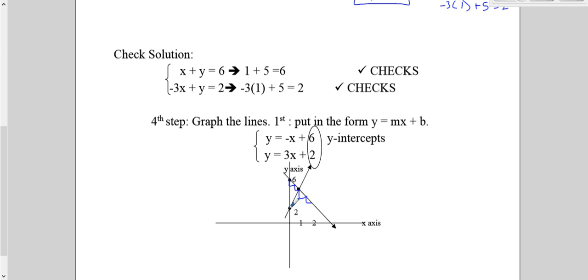With my 2, I'm going up 3 units, 1, 2, 3, and to the right 2 units, and I plot another point, and I can see how I'm overlapping my points as I'm plotting them, and I could draw my line, and my intersection point would be right there at 1, 5. Oh, up 3 and over 1, not up 3 over 2. Okay?